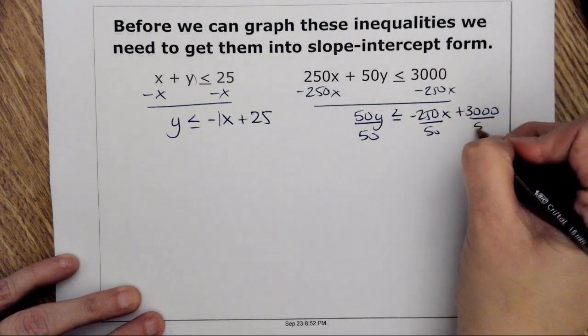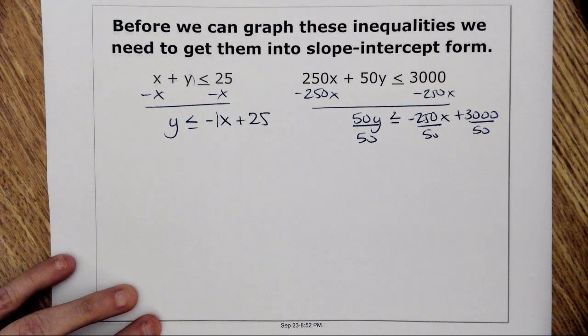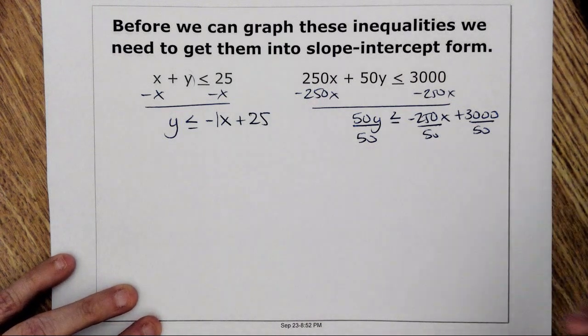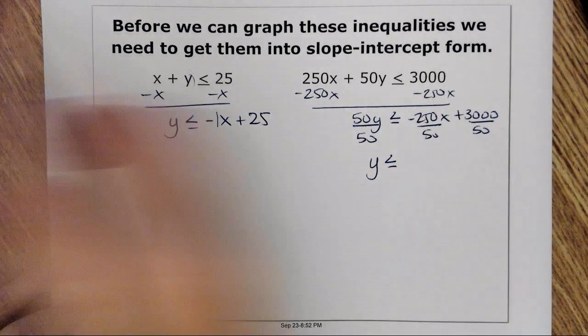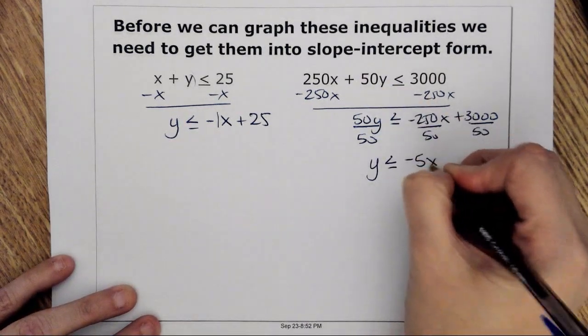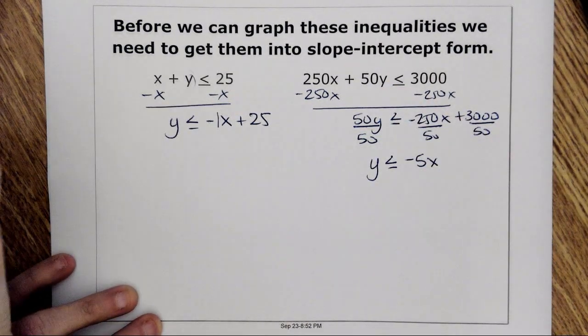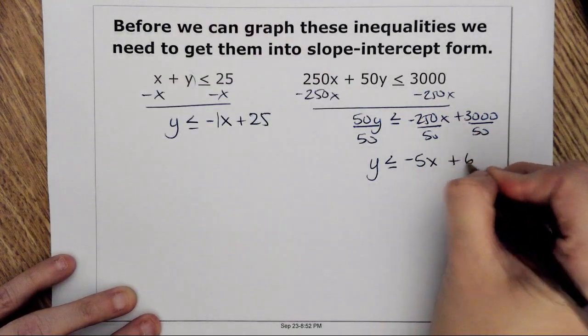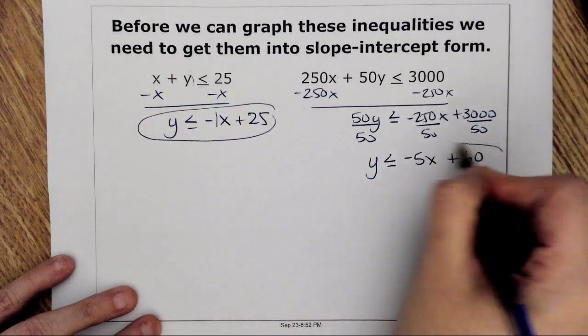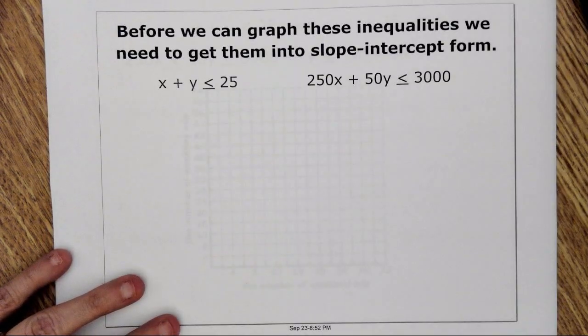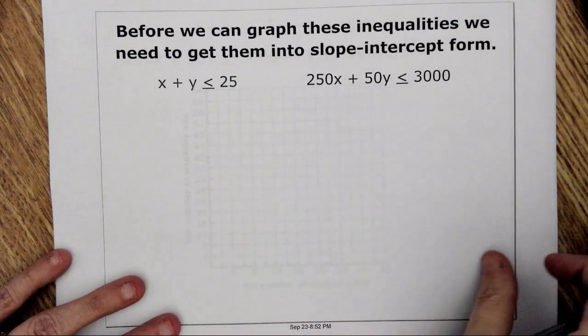Do I need to flip my inequality sign? You're all saying no. Okay, we are not having a Dora the Explorer moment here, but hopefully you're all saying no, we do not need to flip the inequality sign because we're not dividing by a negative. So I have y less than or equal to negative 5x plus 60, 3,000 divided by 50. Okay? So these are the two inequalities that I'm going to graph.